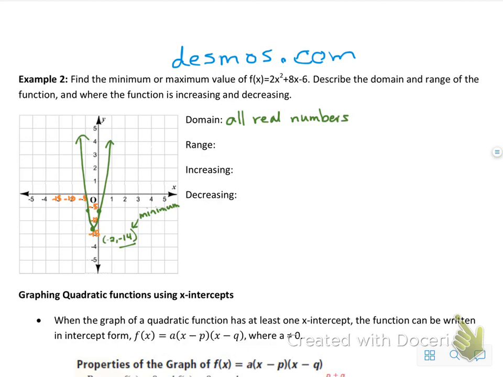Okay, and mathematicians can be lazy. We came up with the symbol like that to represent that. We also have interval notation where we have negative infinity to infinity. That would be the same thing as all real numbers.